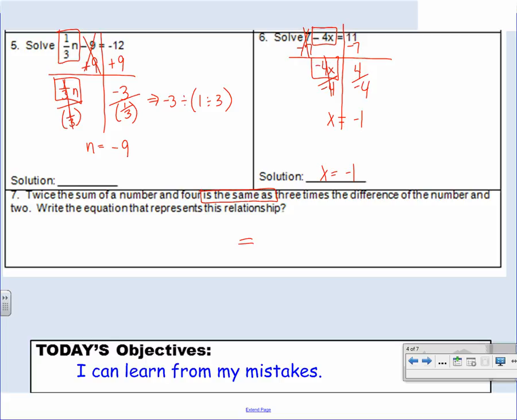Before that equal sign, we're going to now translate. Twice means to multiply by 2. The sum of tells you you're in parentheses with a plus sign. So I know I have a 2 with parentheses and a plus sign. A number and 4, that's what goes in the parentheses with the plus sign. On the other side, we have 3 times. The difference of tells you parentheses with a minus sign. A number and 2, so here's my number n and 2. We have now written our equation.